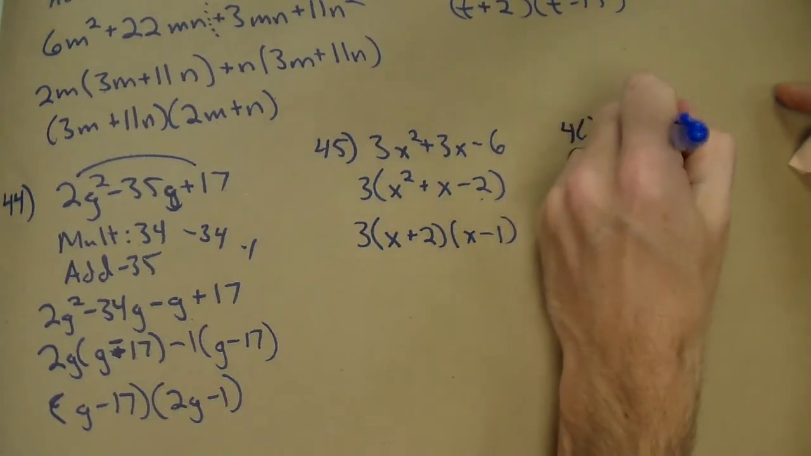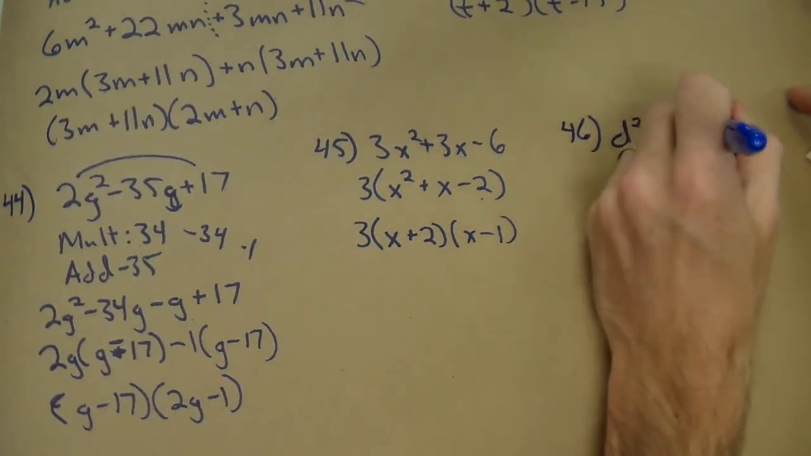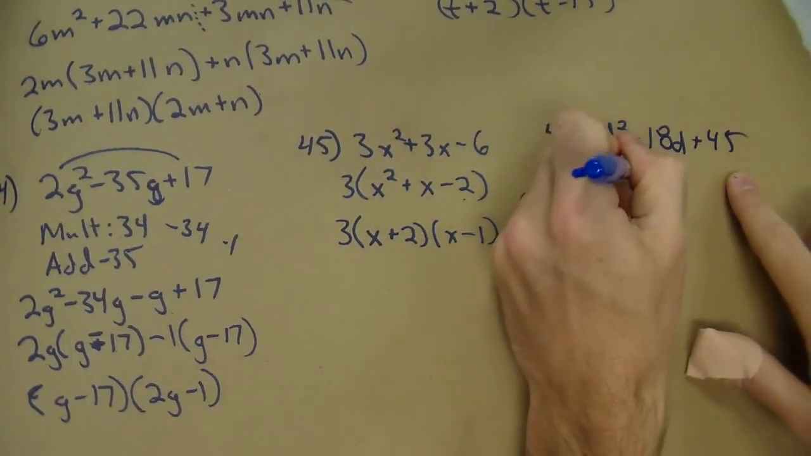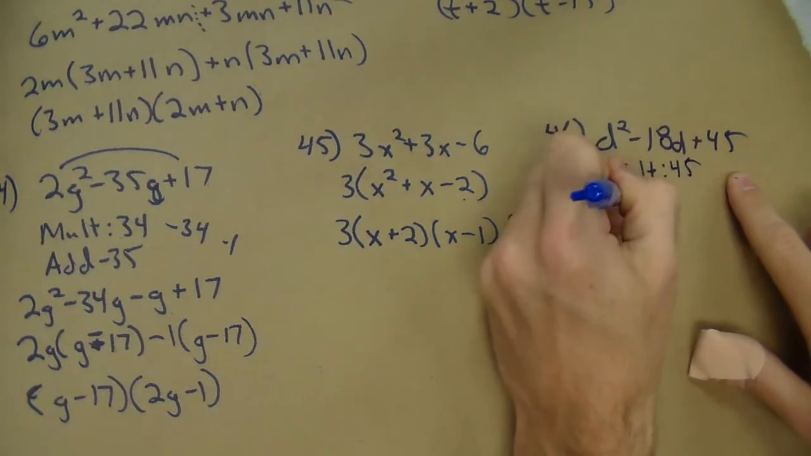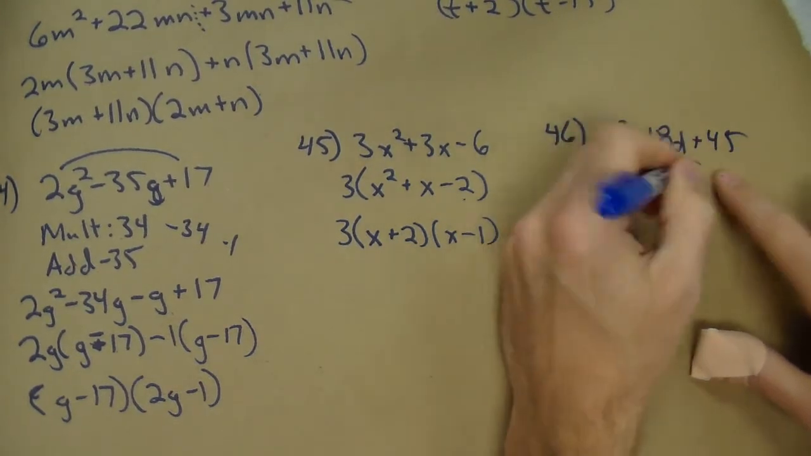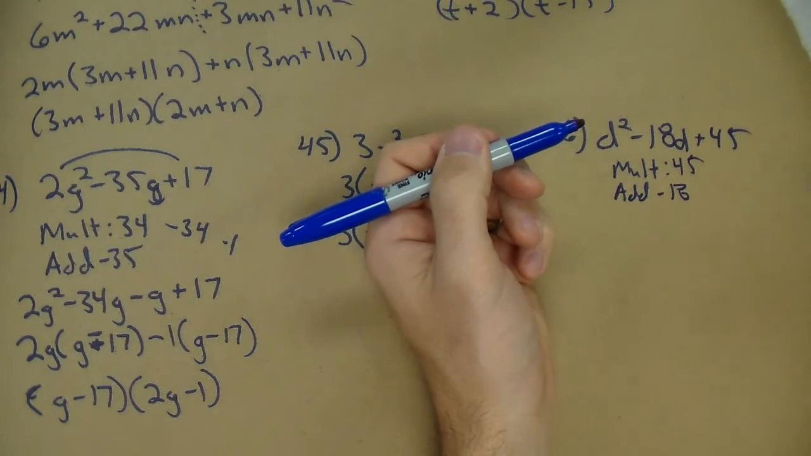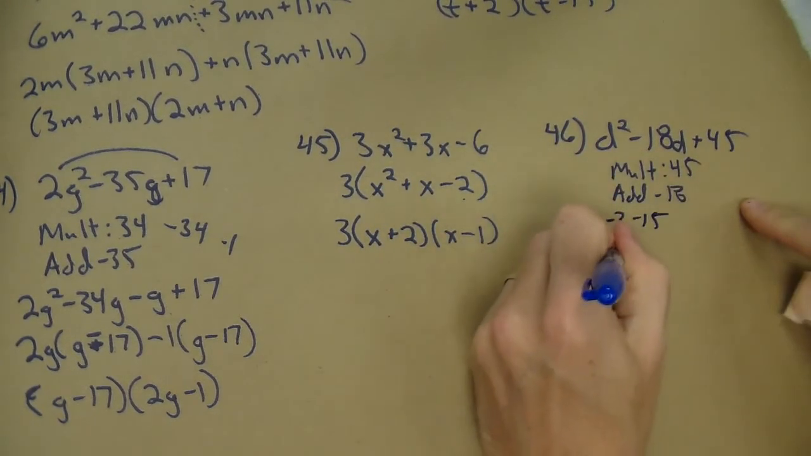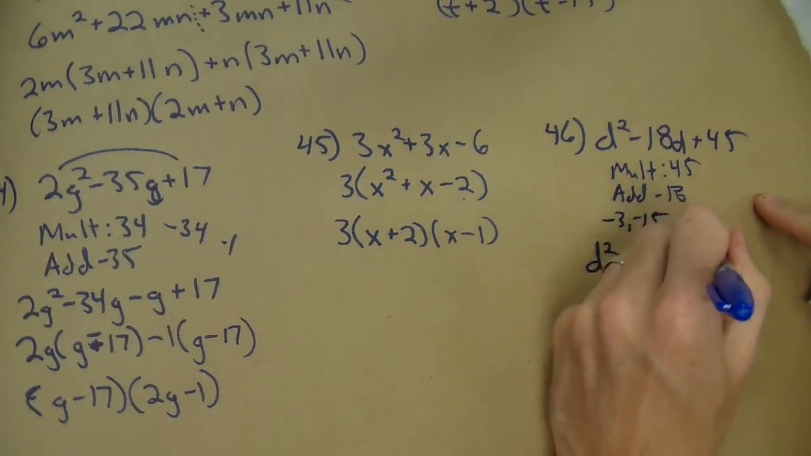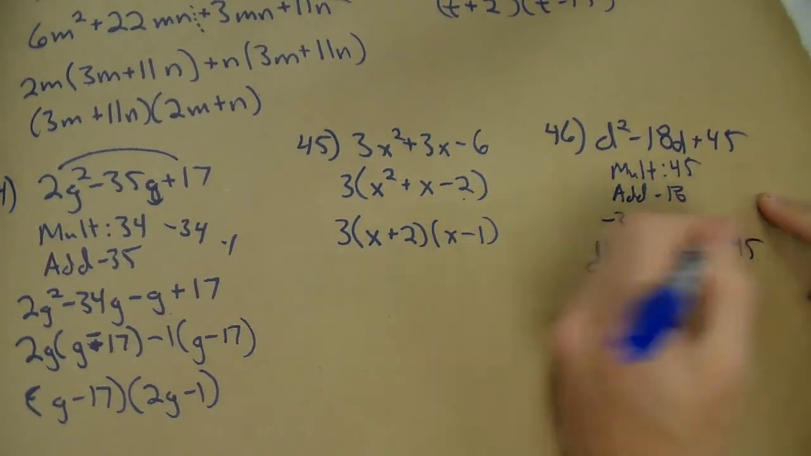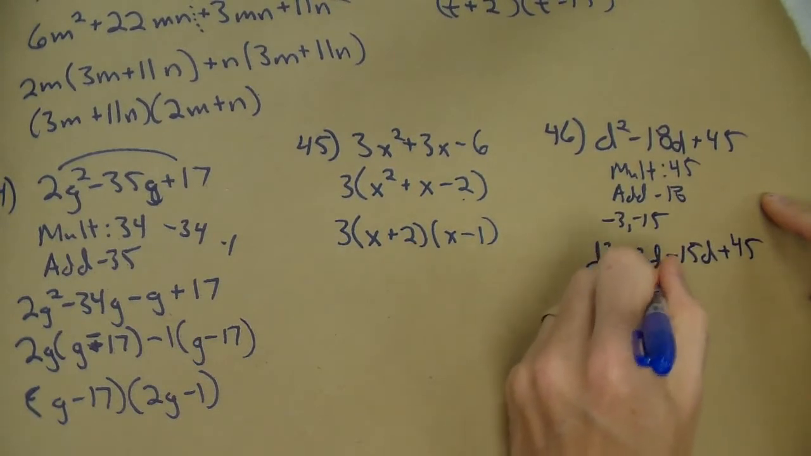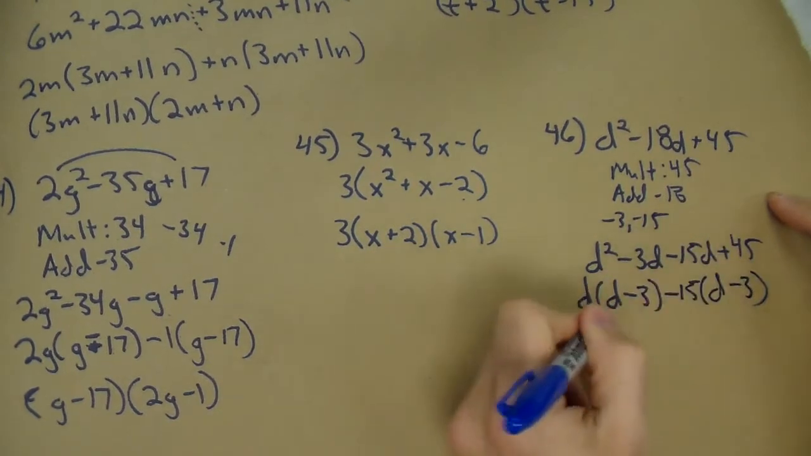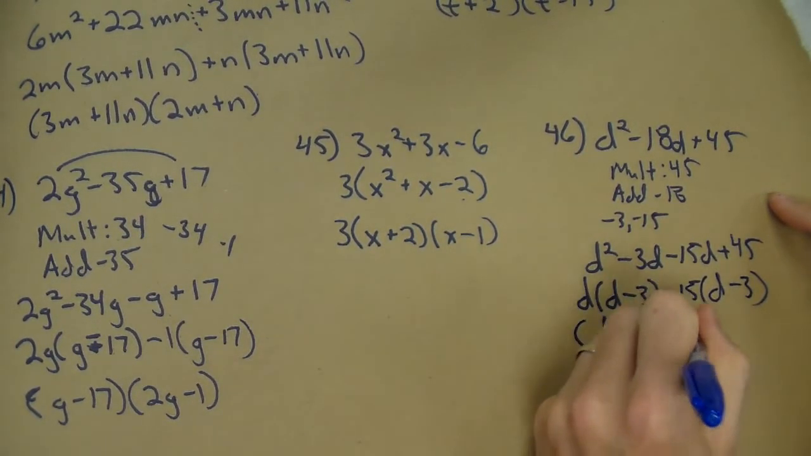46, we have d squared minus 18d plus 45. Multiply to 45, add to negative 18. 45, I think 9 times 5, I think 3 times 15. Oh, if I did 3 and 15 as negatives, I would do d squared minus 3d minus 15d plus 45. Take out a d. Take out a negative 15. I'm left with d minus 3, d minus 15.